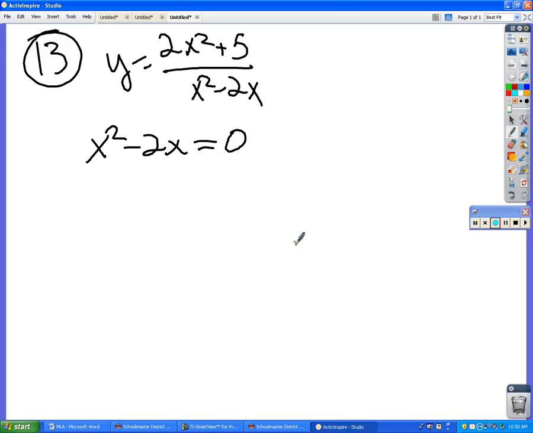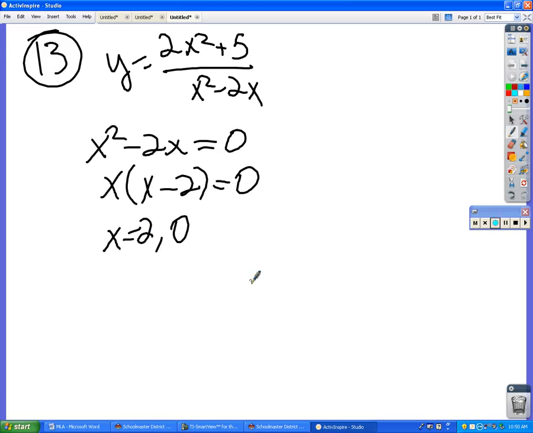Have to factor. What can I factor out of x squared and 2x? An x. And then if I factor that out, I'll be left with an x minus 2. So what two values of x will make that equal to 0? 2 is one of them, and 0 is the other one. So are there discontinuities? Yes. Where are they? At x equals 2 and at x equals 0.